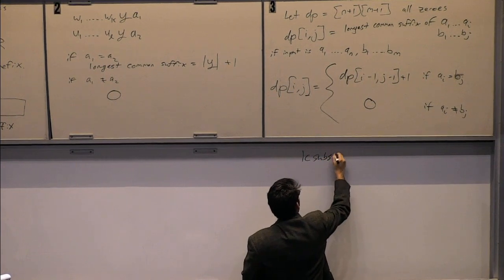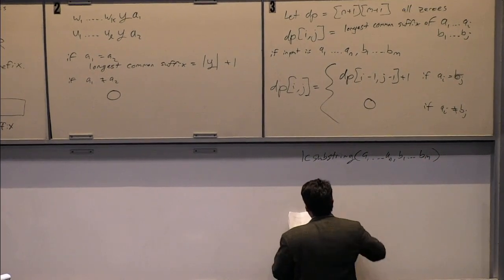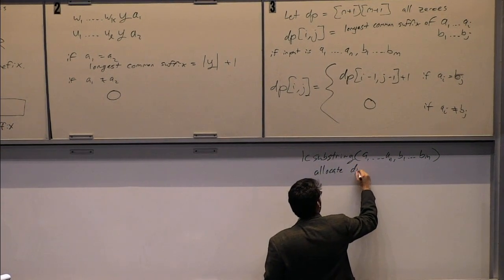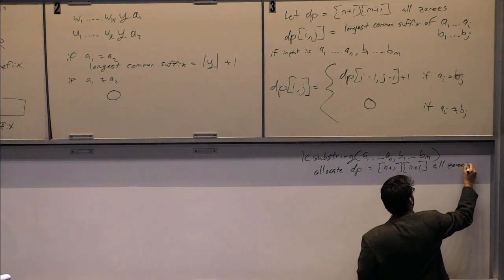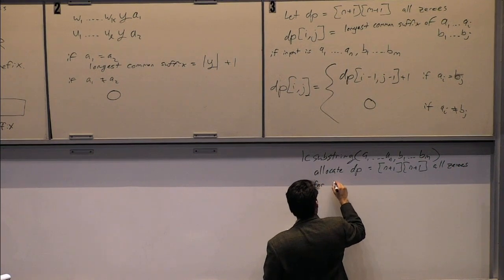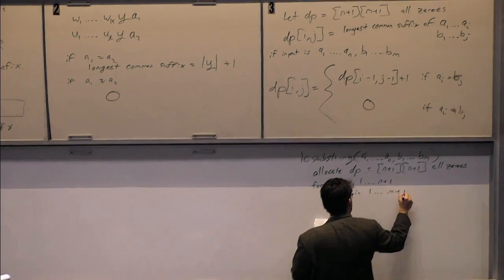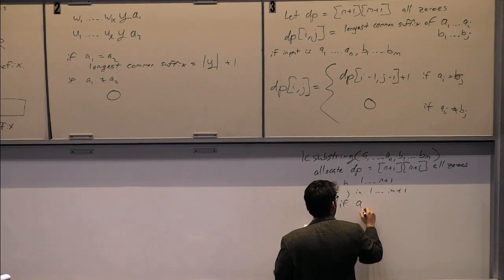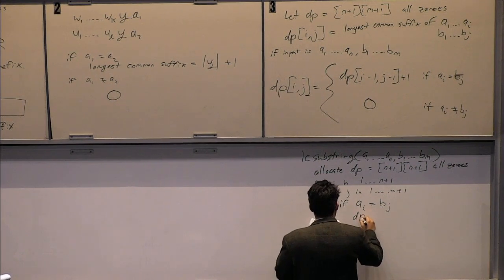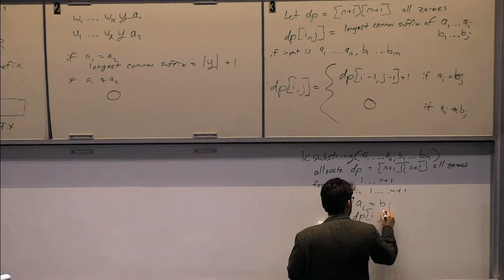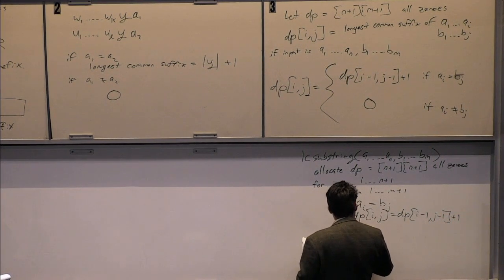Longest common substring of a1 to an, b1 to bm. Allocate dp as something that's n plus 1 by m plus 1, all zeros. For i in 1 to n plus 1, for j in 1 to m plus 1: if a of i is equal to b of j, dp of i comma j takes on dp of i minus 1, j minus 1, plus 1, else dp of i comma j takes on 0.